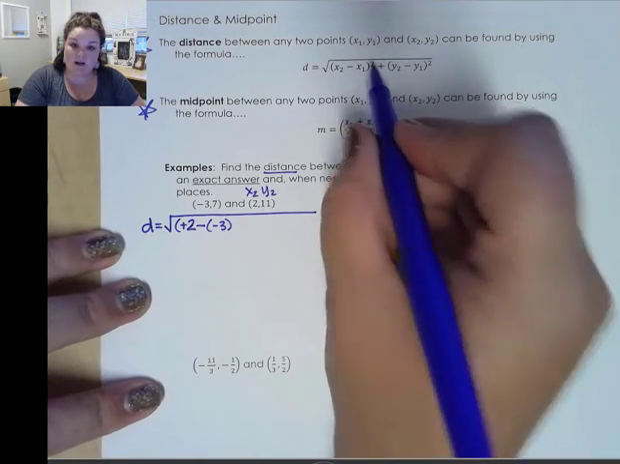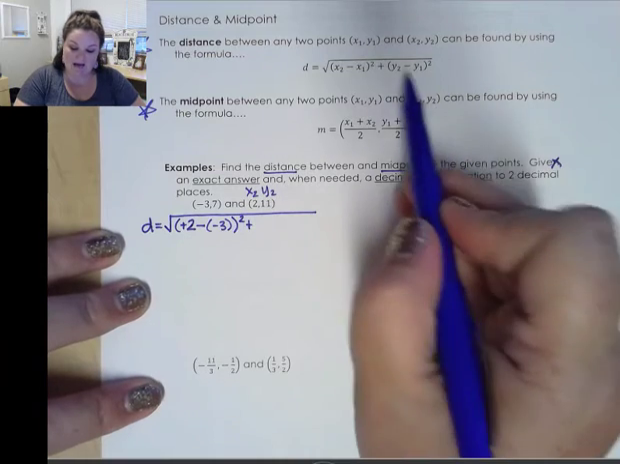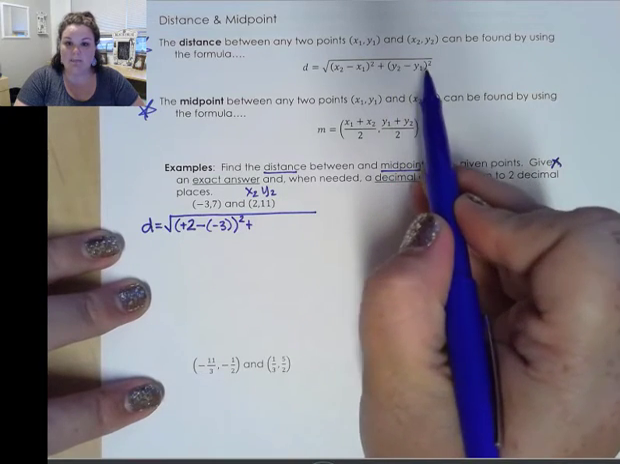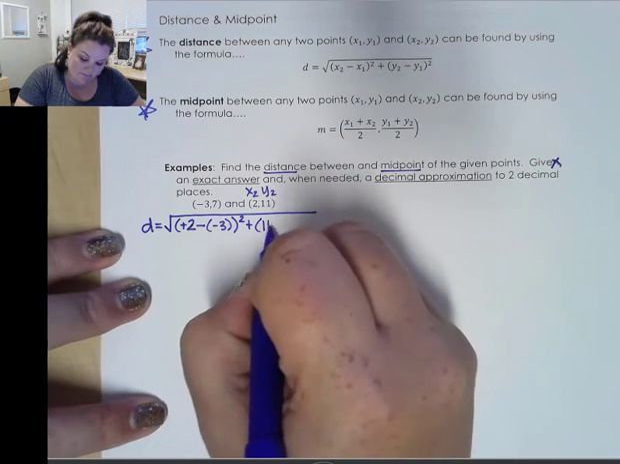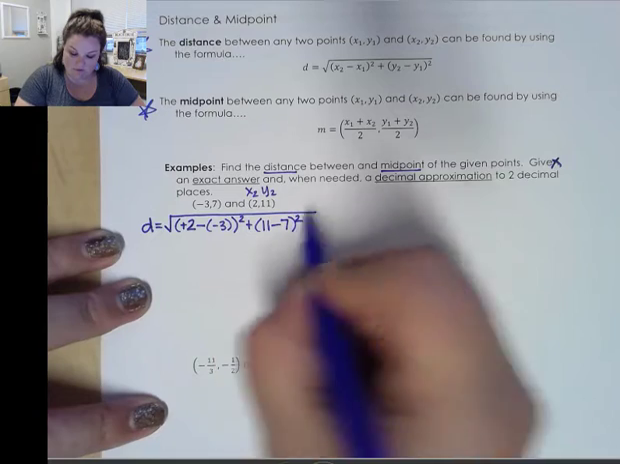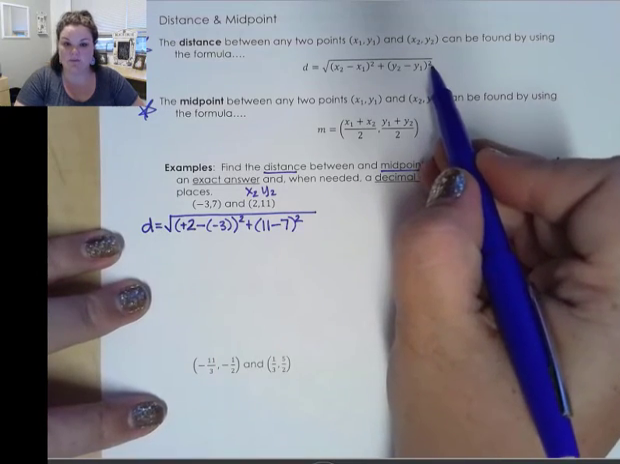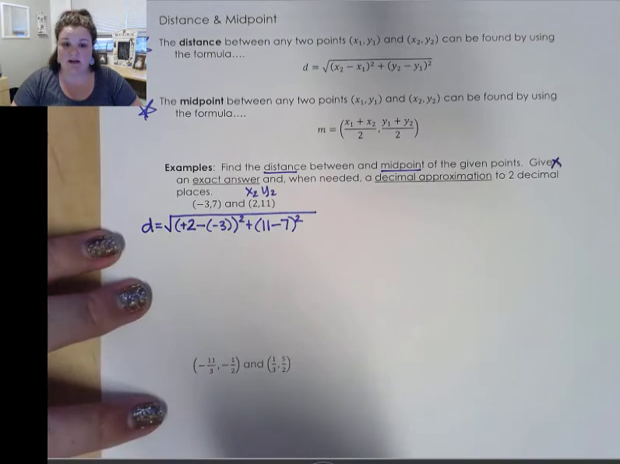And then we're going to square that quantity. Okay, squared. And then we add our second y minus our first y. So our second y here is 11, minus our first y, which is 7, and again, we're going to square that quantity, okay? So now we have it all plugged in. Now it's just a matter of simplifying.